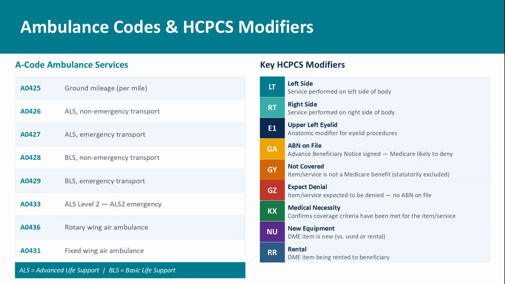LT and RT are the laterality modifiers. When a procedure is performed on one side of the body, left or right, you add LT or RT. This is critical for bilateral procedures billed separately.